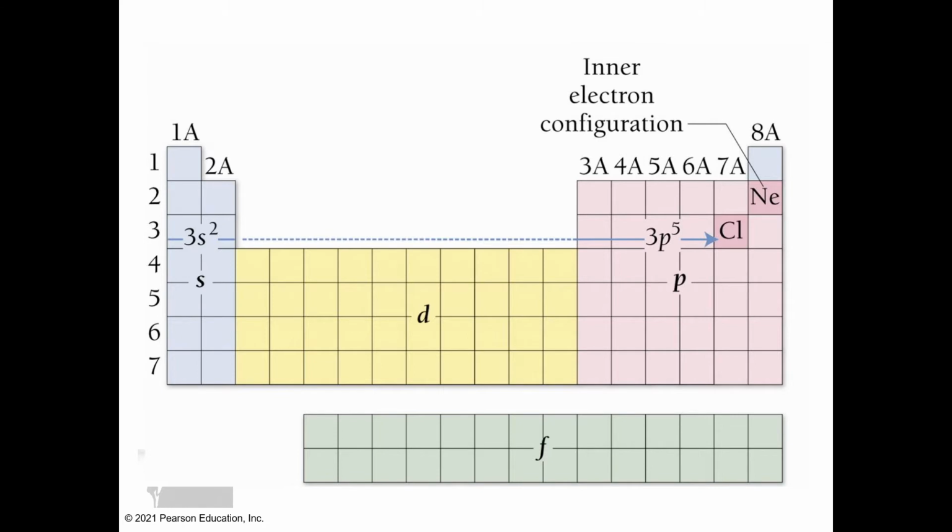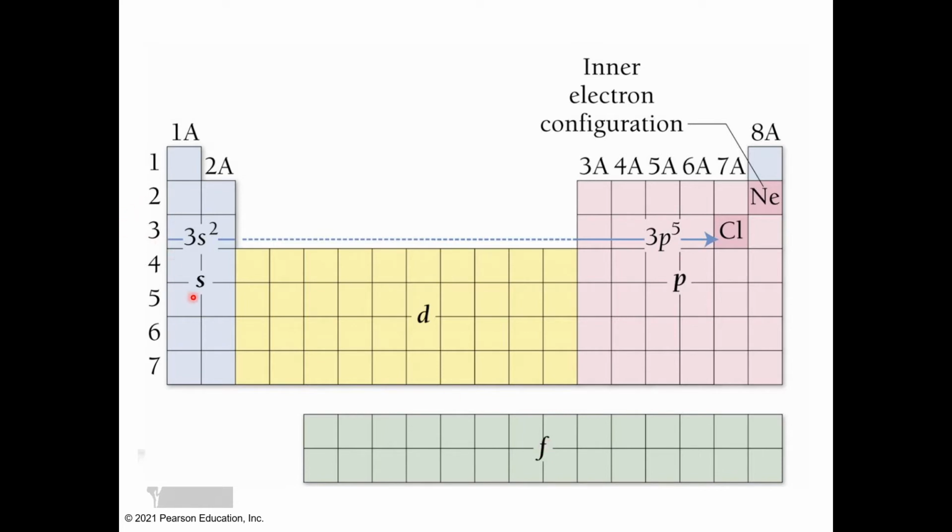And here we are with our 4 different blocks. The first 2 columns represent s. The last 6 columns represent p. The 10 middle columns represent d. And the bottom ones here with the 14 columns represent f. Now this should make sense if you know how many orbitals there are in these subshells.